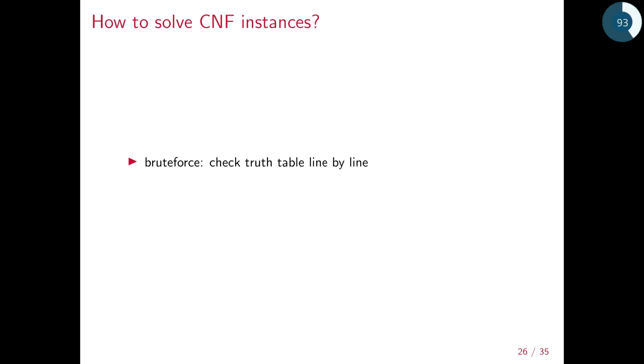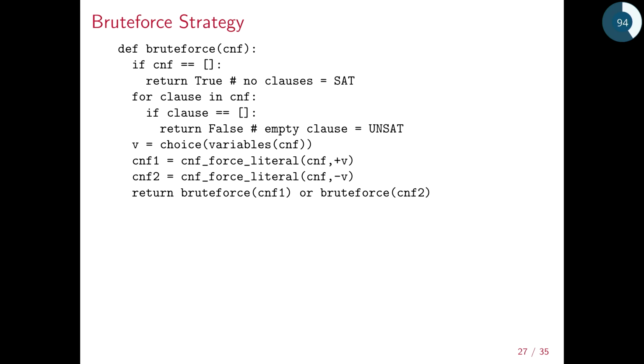Okay, now I already mentioned that you can solve instances just by checking the truth table. Here's the code. It's also on the Colab. Checking the truth table is easy to say: just take the CNF, check the truth table. You can do it by hand, but this is all the code that you need.